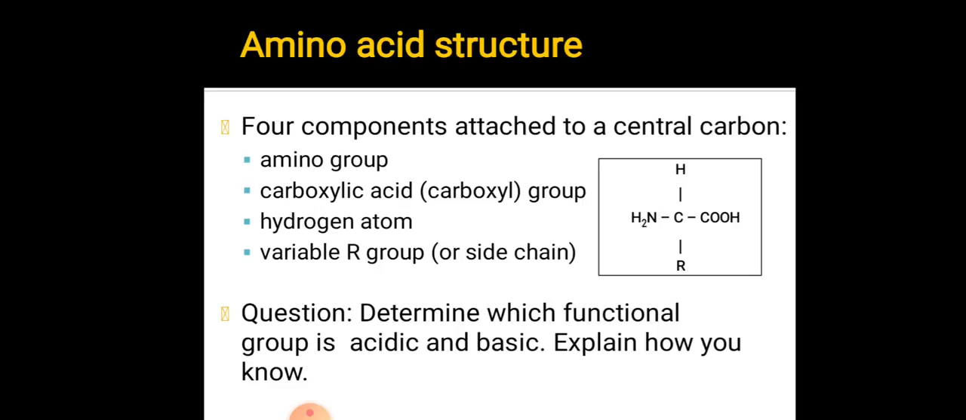Likewise, the amino group, the carboxylic group, a hydrogen atom, and a variable R chain, that is the side chain. Determine which functional group is acidic and which is basic. Explain how you know. Acidic is COO minus, basic is NH3 plus. Depending on their nature, we know the nature.